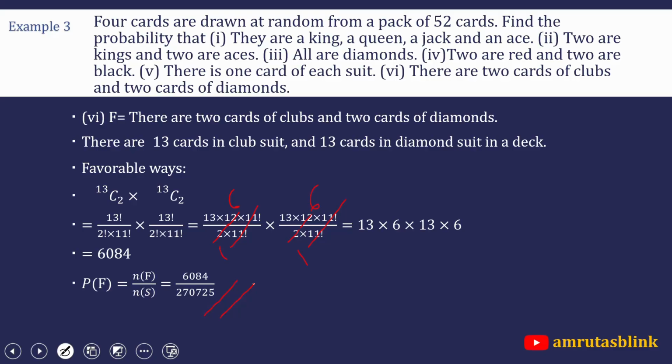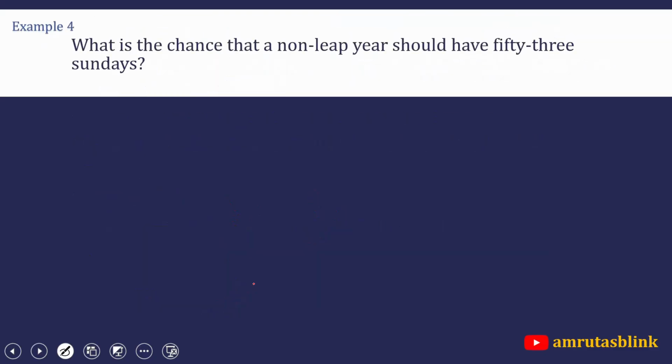This particular variety, that is problems based on the pack of cards, can be asked in your exam. We have tried to solve all the possible varieties here in this particular example only. Let's move to example number 4. What are the chances that a non-leap year should have 53 Sundays?